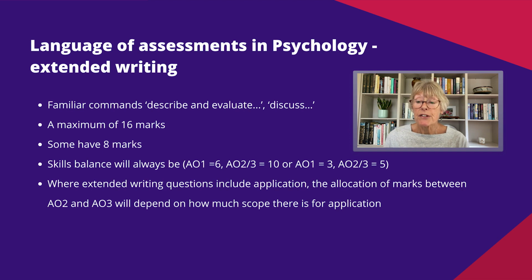Many extended writing questions include an element of application too. In this case, remember that your AO1 skill mark allocation will always be fixed at 6, or 3, with the remaining marks divided between AO2 and AO3. Exactly how much you decide to award for AO2 depends on how much scope there is for application in the question you have set. If there are lots of hooks in the stem, then you can allot more marks to AO2, perhaps 4. If there are few hooks, then maybe 2 AO2 marks would be enough.